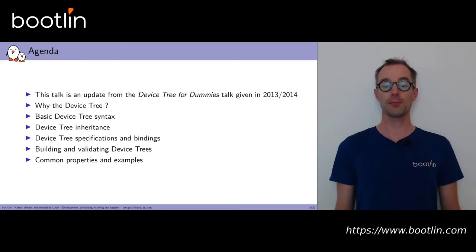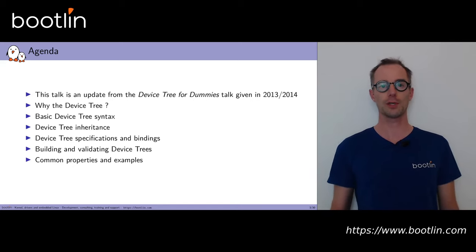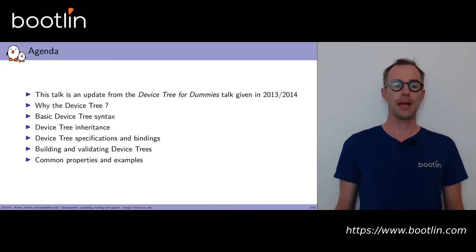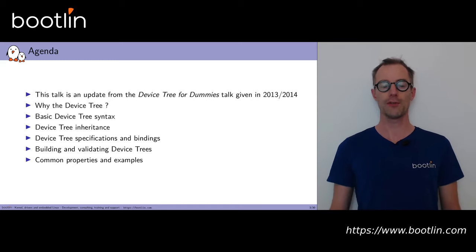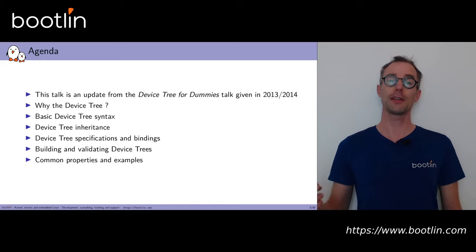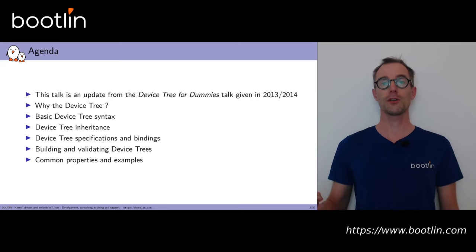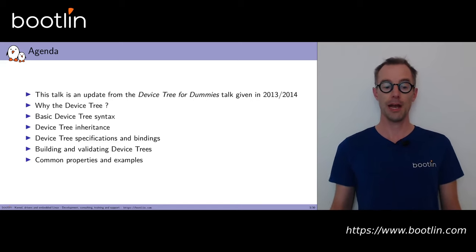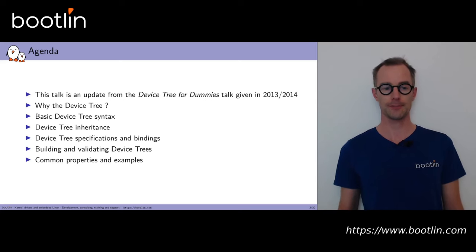So this talk is an update from a talk I did many years ago called Device Tree for Dummies back in 2013-2014. And in this talk, we are going to discuss what is the device tree, why we have the device tree, what is the basic syntax of the device tree, the principle of inheritance that exists in the device tree, what are the specification and the notion of device tree binding, how do we build and validate device trees, and most importantly, what are the common properties and a number of examples about device trees.